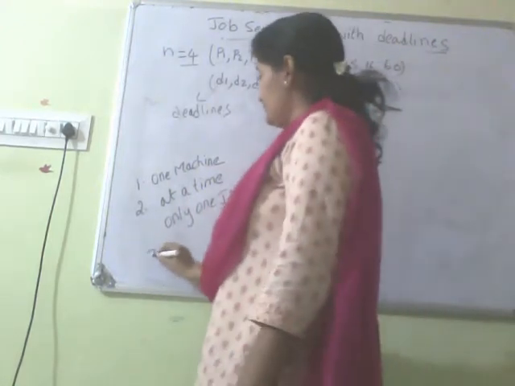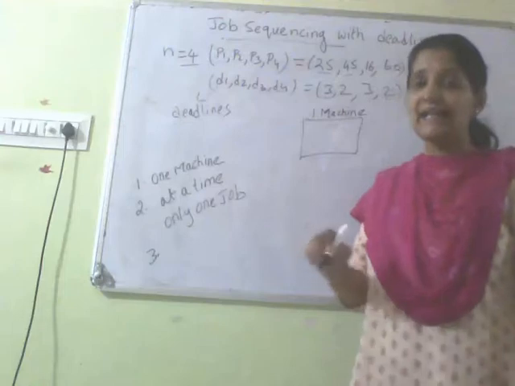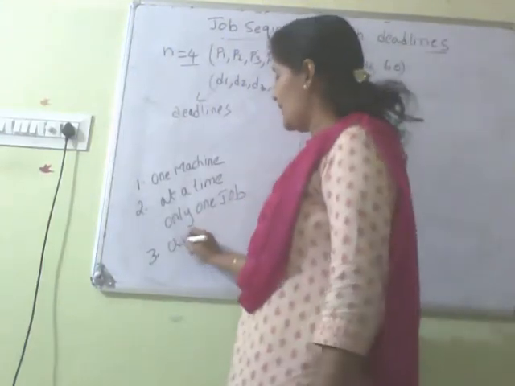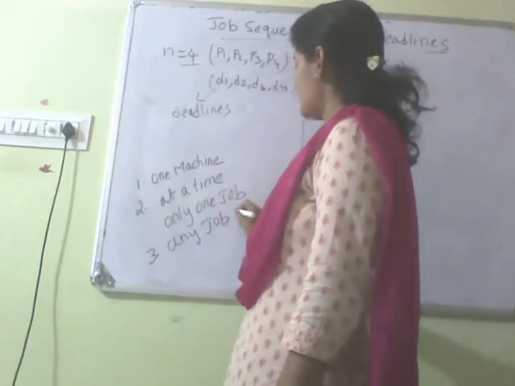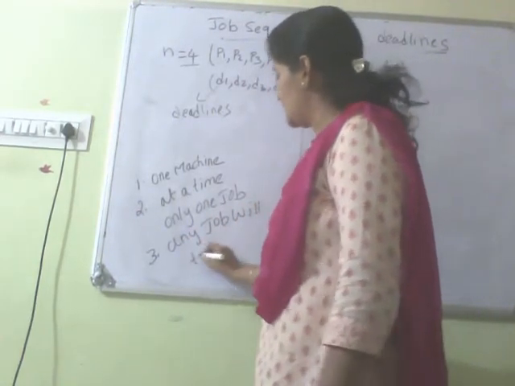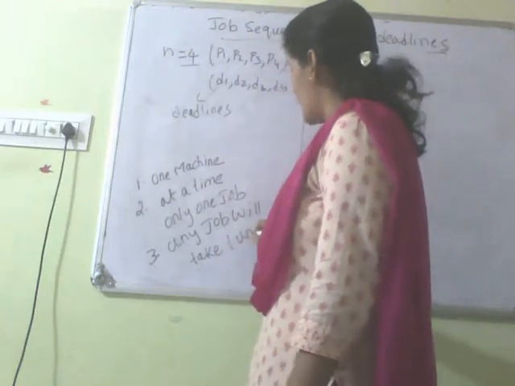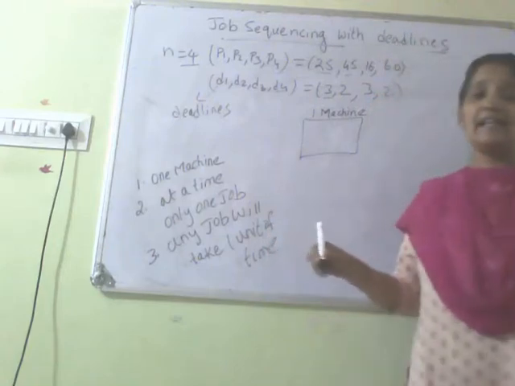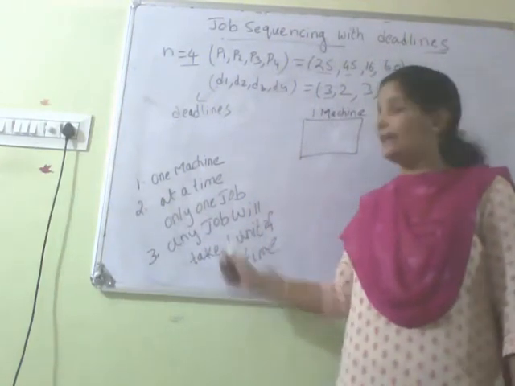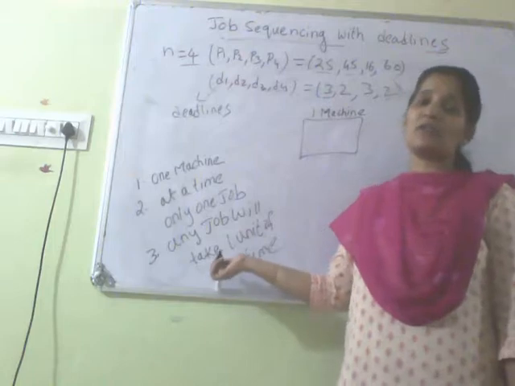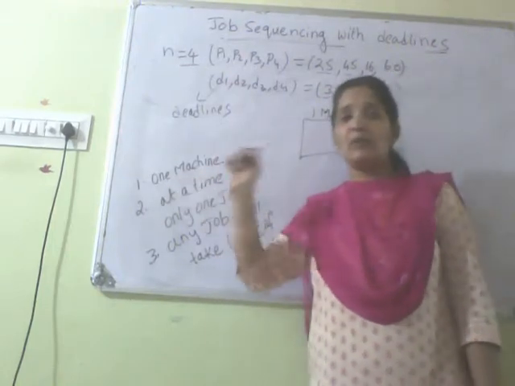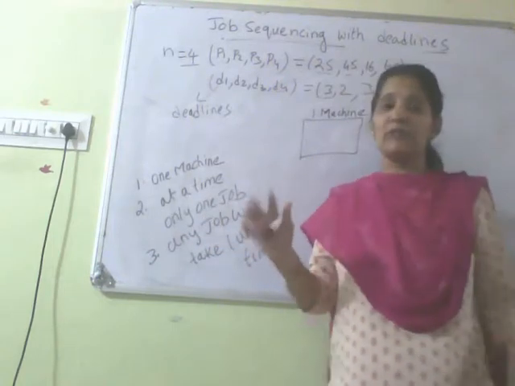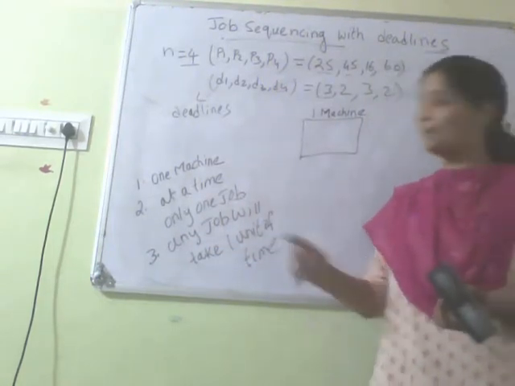And the third assumption is that any job will take only 1 unit of time to complete. These are the 3 assumptions we are taking here. Only one machine is available. At a time, we can do only one job. That means multi-processing is not possible here.